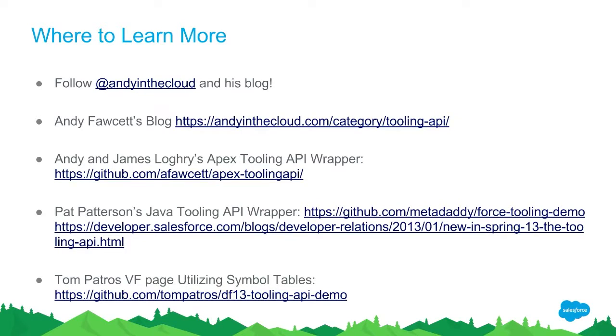All right, so if you do want to learn more about this stuff, there's a lot of information in here and a ton you can do with it. Some things I would suggest: follow Andy Fawcett at Andy in the Cloud. He has an entire section on his blog that talks about the tooling API. Andy and James Lothry have also created a tooling API wrapper class in Apex that's on GitHub. Pat Patterson, former developer evangelist at Salesforce, created a tooling API wrapper in Java. If you'd rather use Java, you could also build one in C#. And the Documenter class or Visualforce page I showed you is also on GitHub, created by Tom Petros, utilizing symbol tables. And that link is there as well. The presentation will be in the chatter group on the session at the end here.